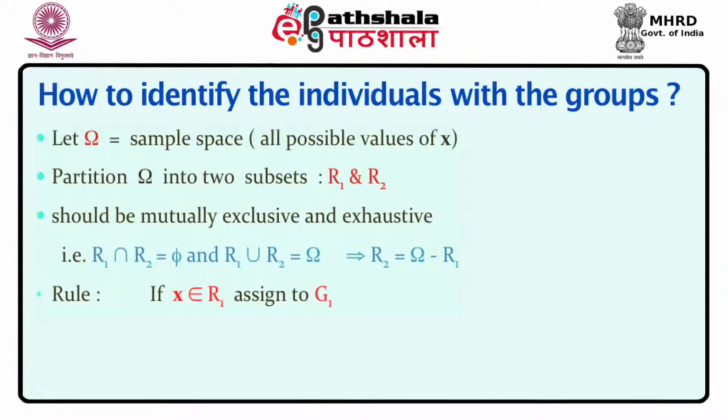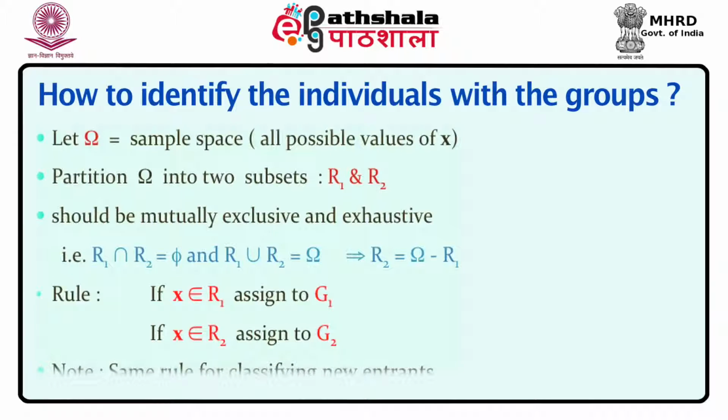They are mutually exclusive means that an individual can either belong to R1 or to R2, but not to both. And exhaustive means that the individual must belong to one of the two groups, R1 or the R2 group. Okay. So we define a rule this way. If x belongs to R1, we assign x to the first group. If x belongs to R2, we assign x to the second group.